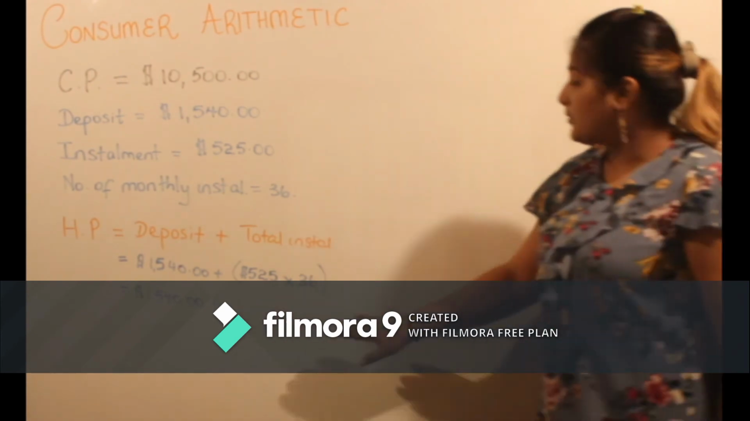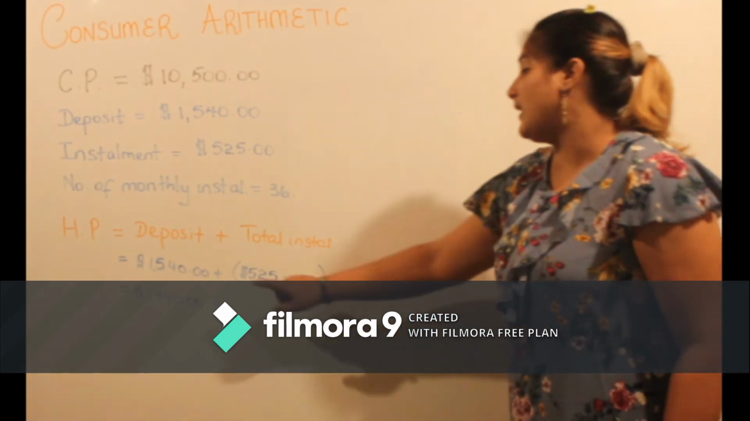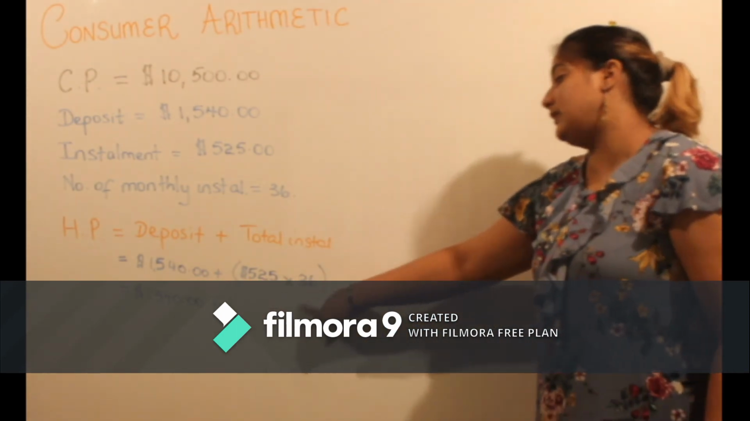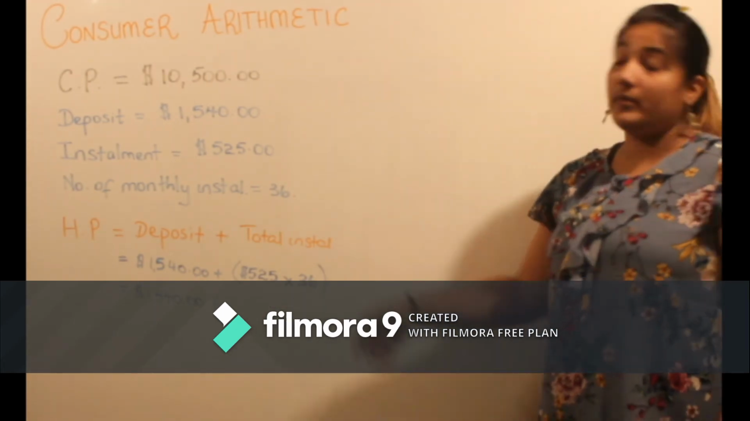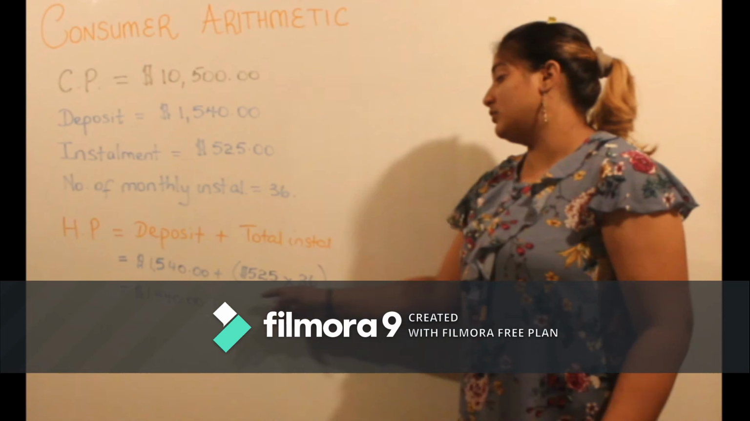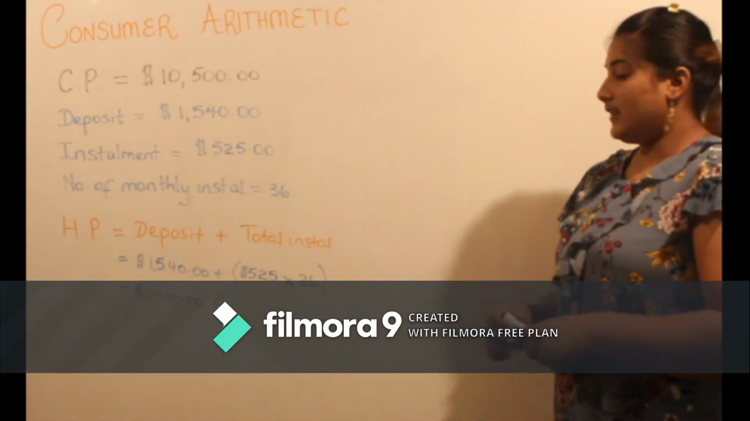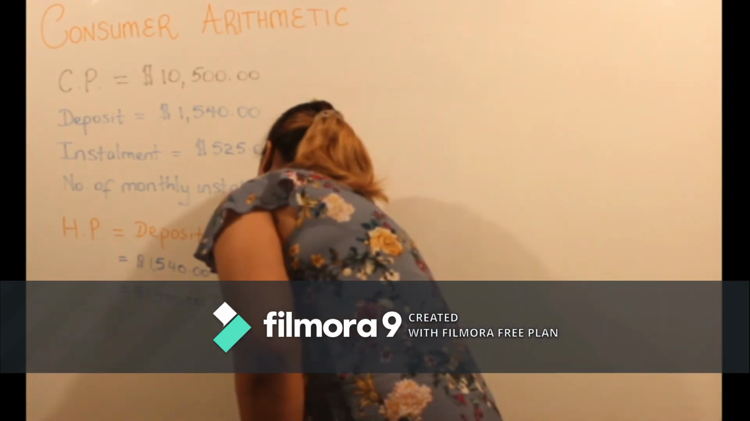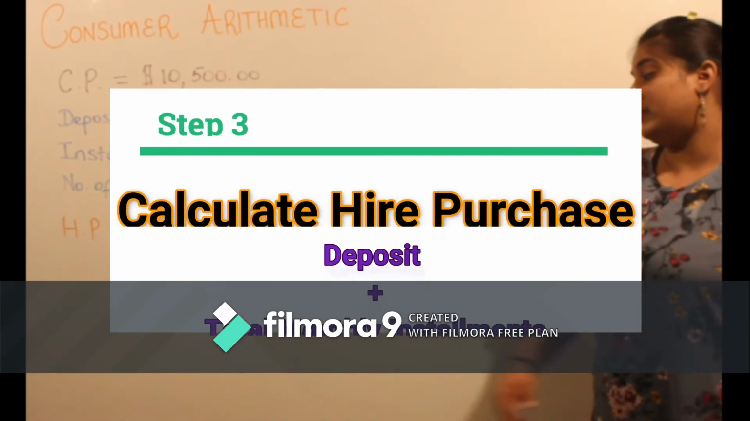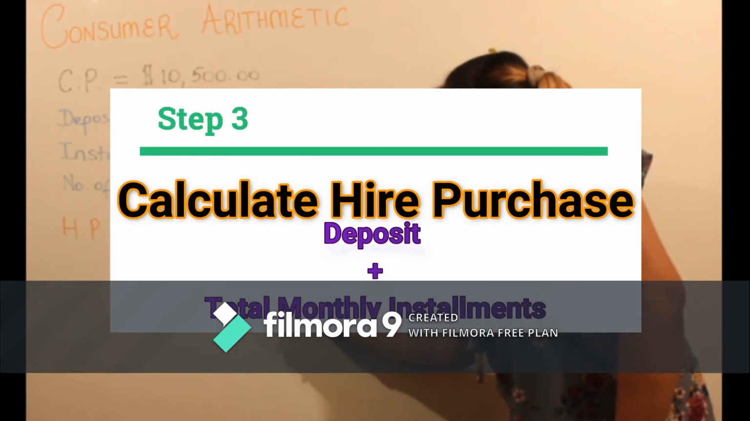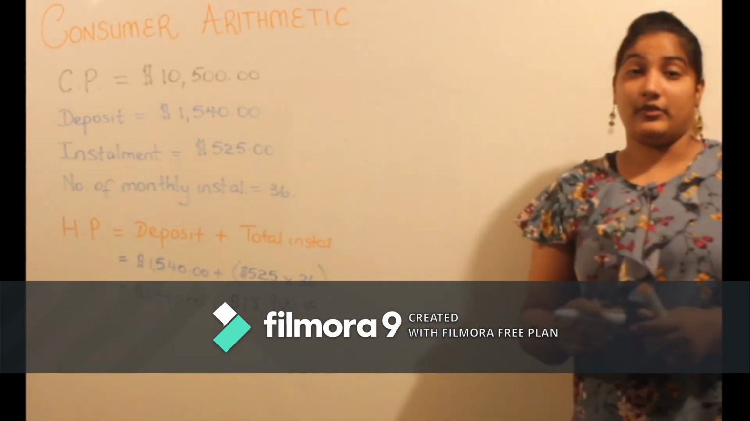Now to work out our total installments, we can either go straight to our calculator and type in the product of 525 and 36, or we can do it manually by finding the product through long multiplication. The product of 525 by 36 gives us a total of 18,900. From here, all you have to do is find the sum of these two numbers, and we will get what our hire purchase price for the refrigerator is.